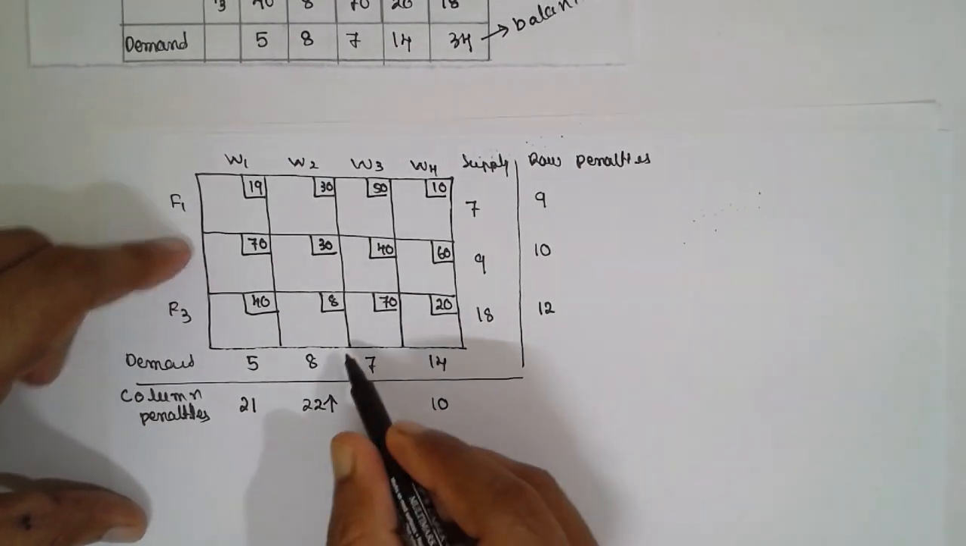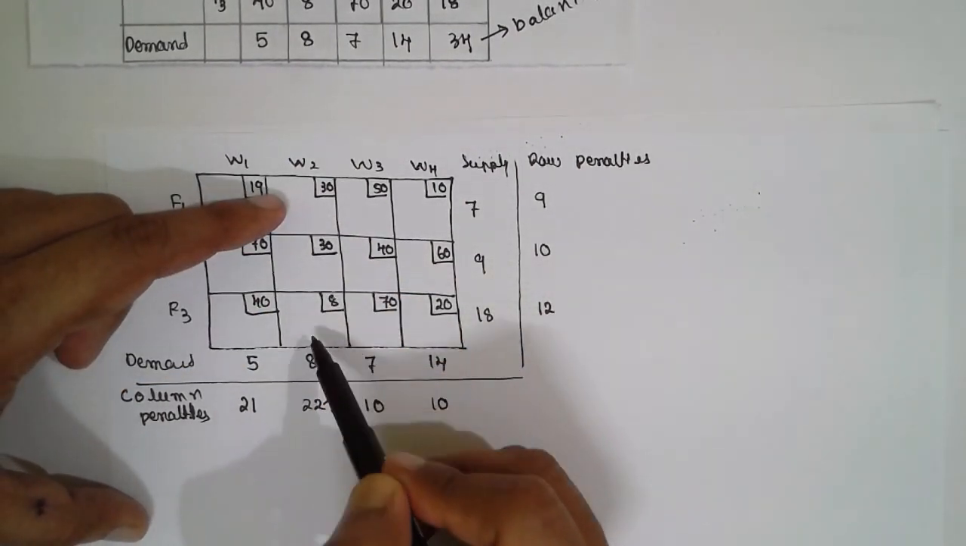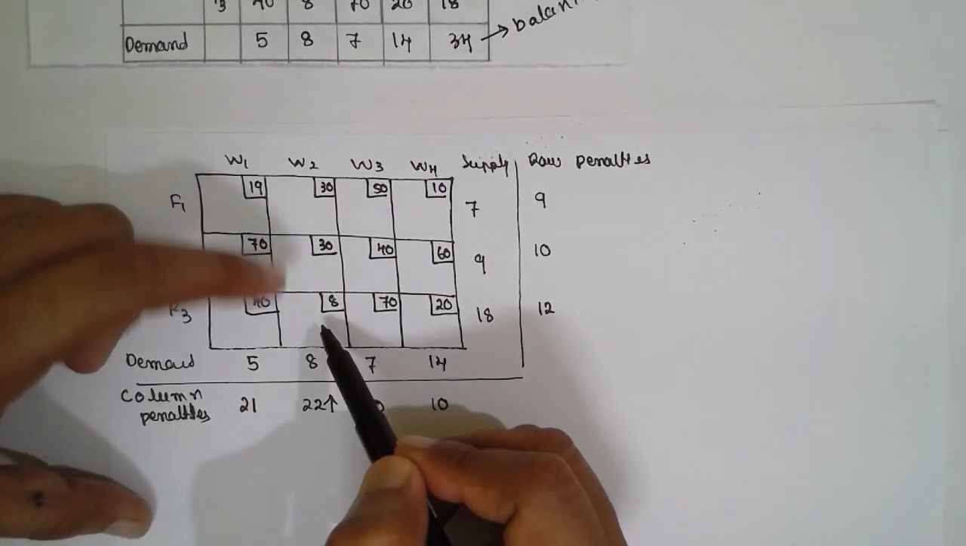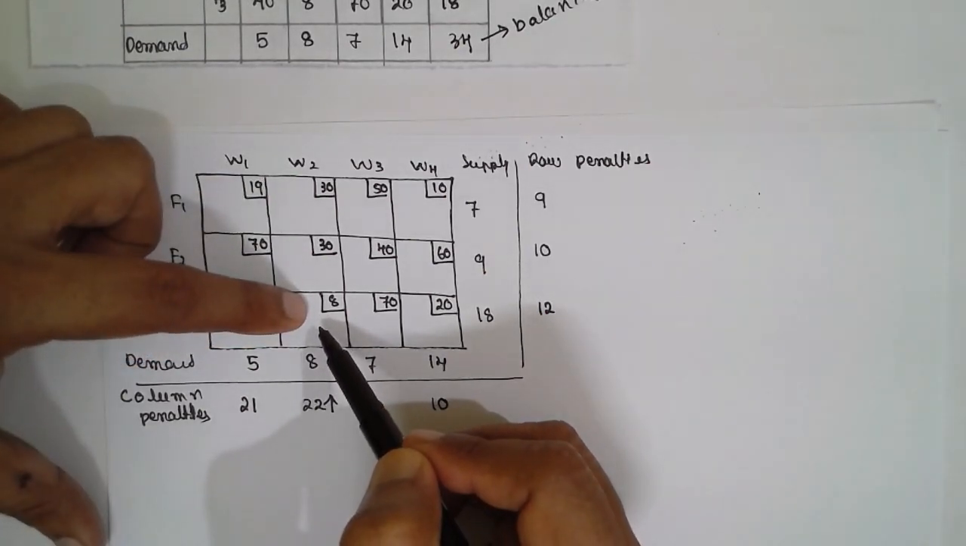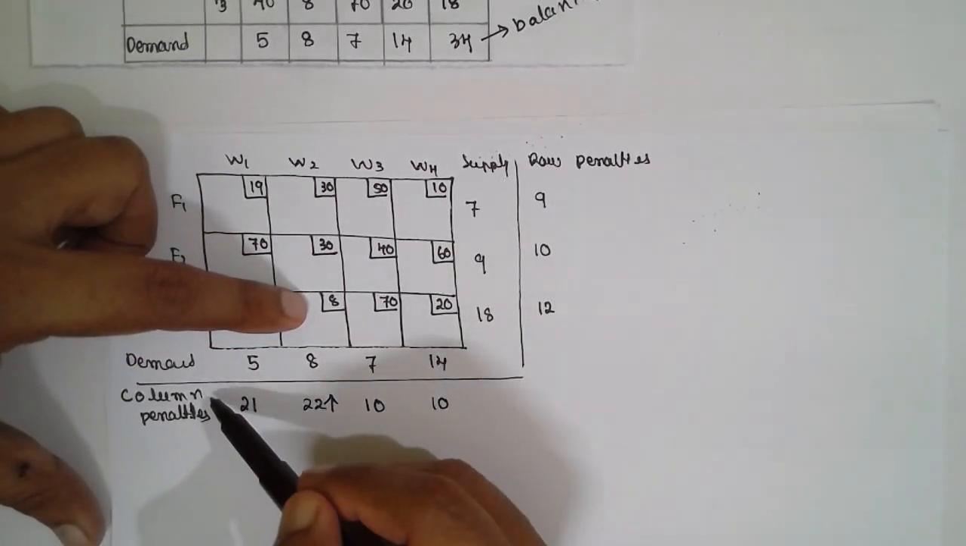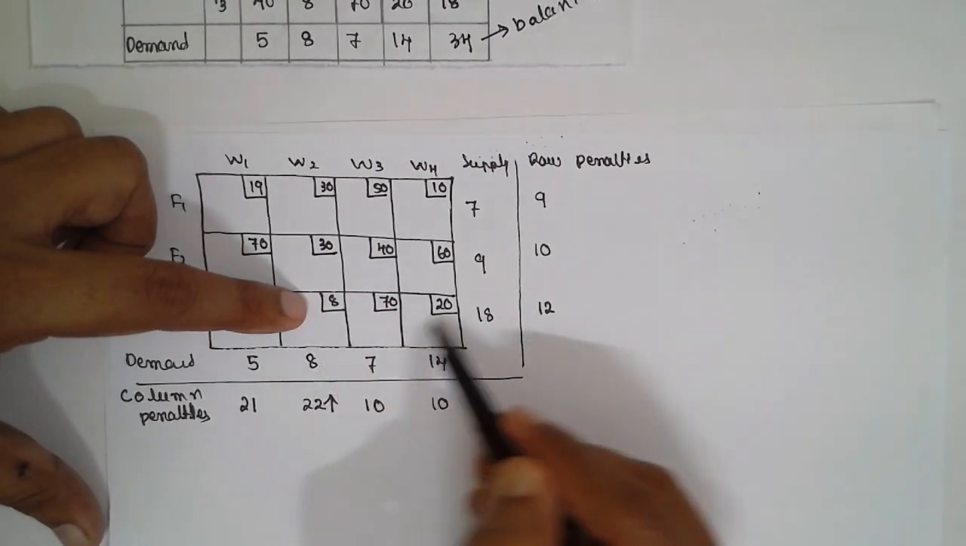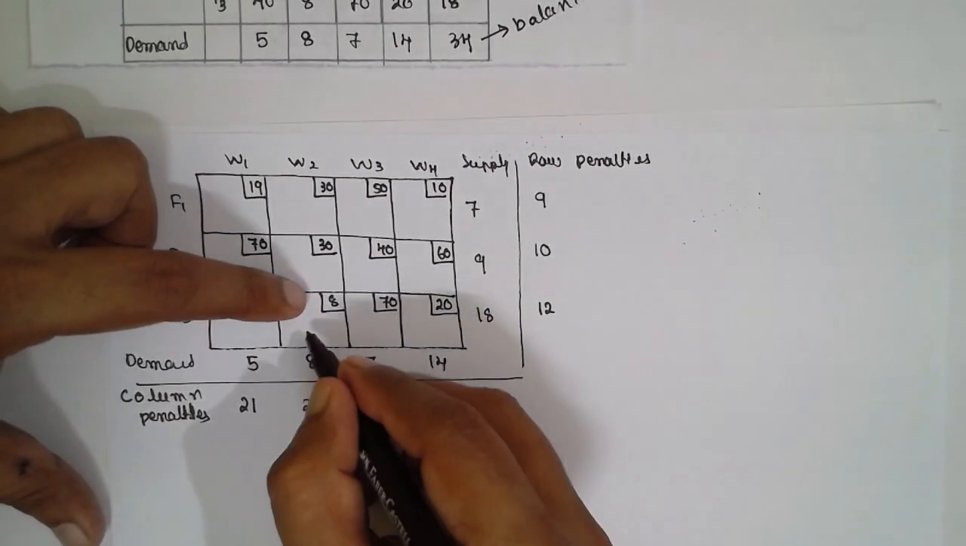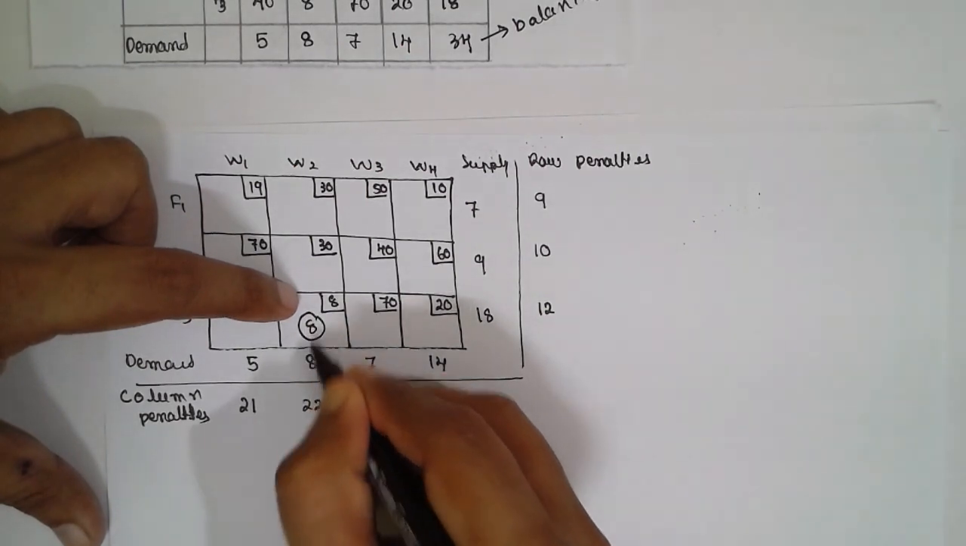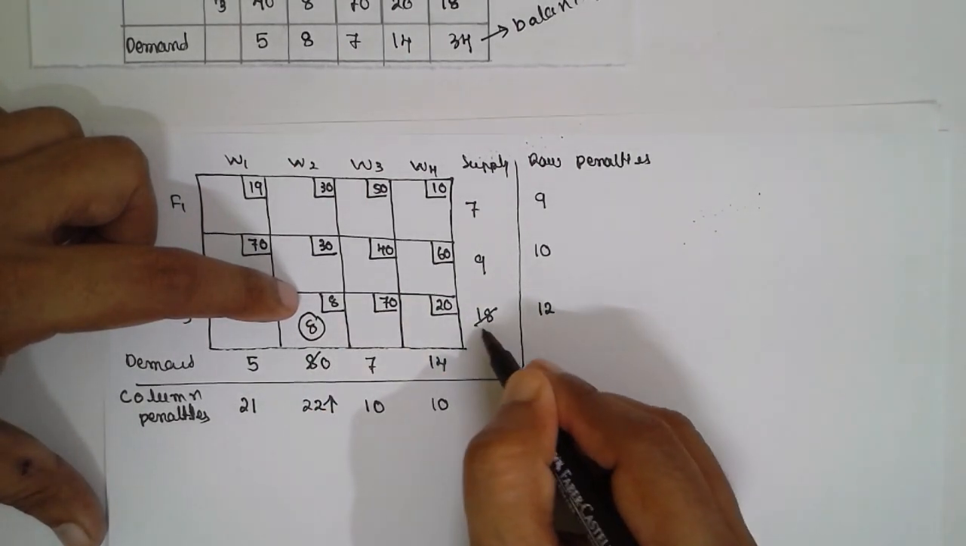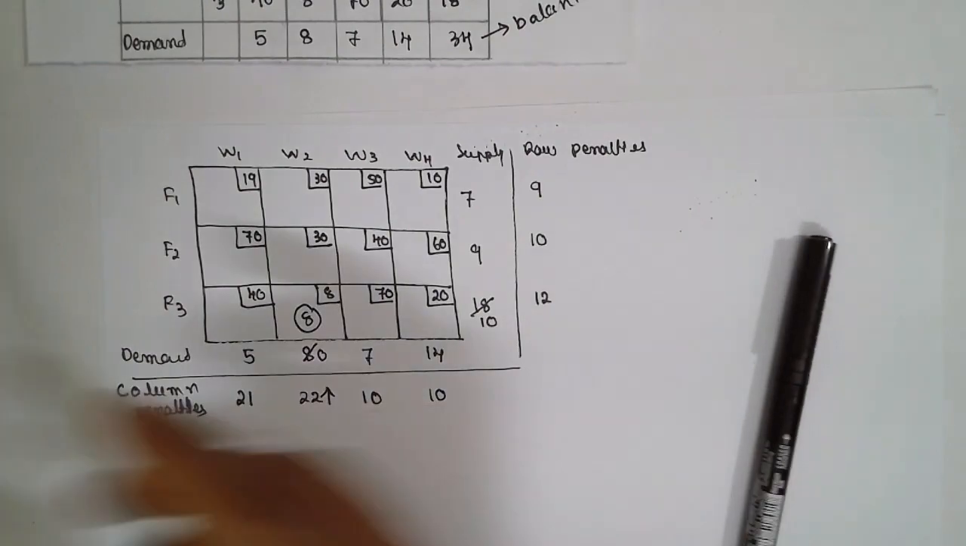Show the arrow. Now, in the column, we have to select the minimum value. 8 is the minimum. After holding the 8, see the supply and the demand. The demand is 8, supply is 18. Write 8 here and circle the box. It becomes 0. And this becomes 10. And eliminate this part.